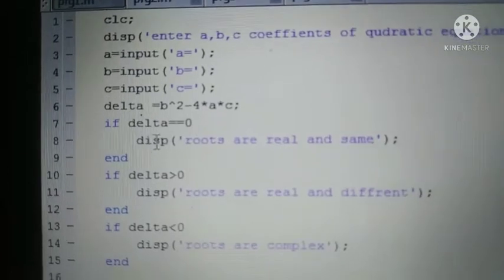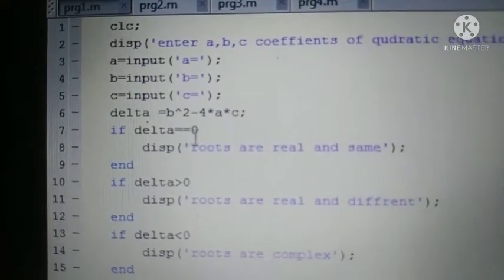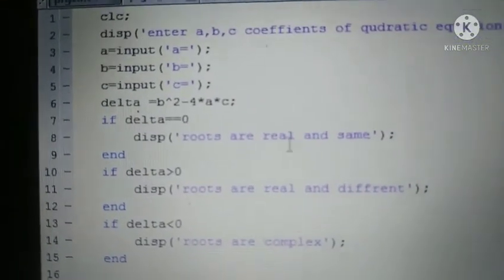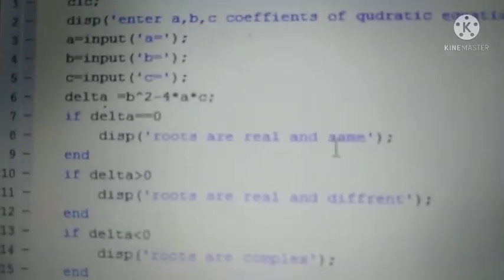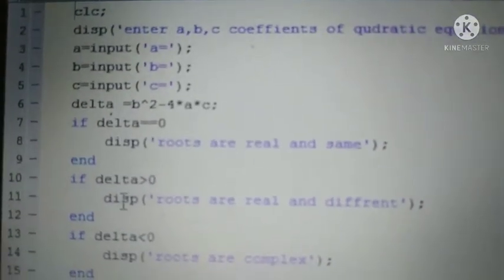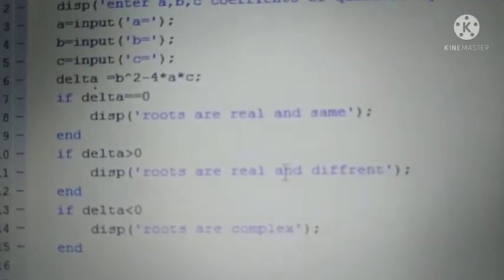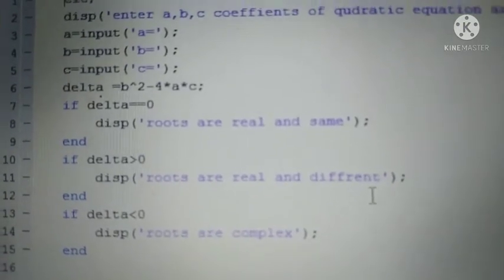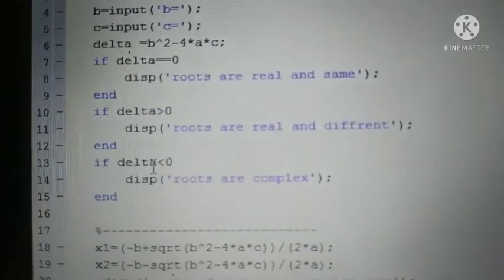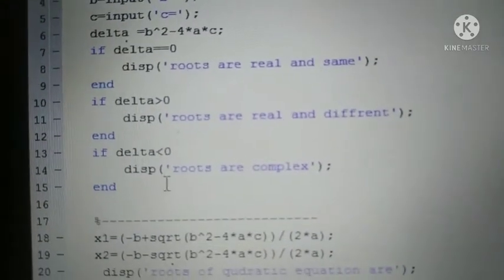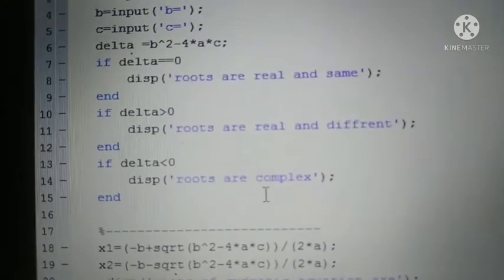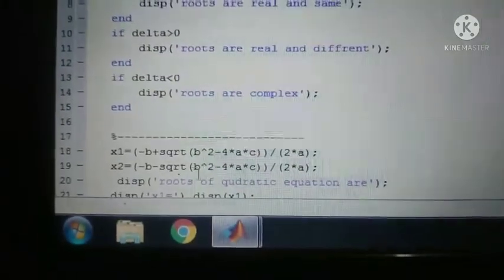Next we are checking the delta. If delta is equal to 0, then the roots are real and same. And if the delta is greater than 0, then roots are real and different. If the value of the delta is less than 0, then the roots are complex. Then we are calculating the roots of the equation.